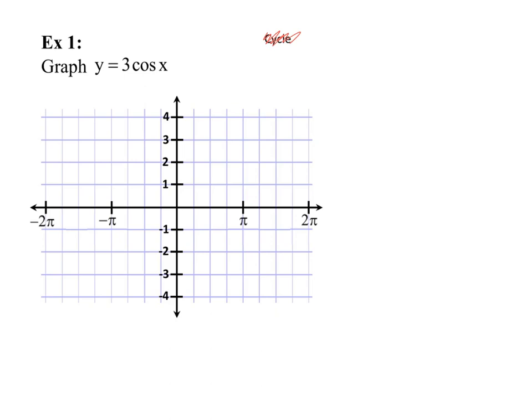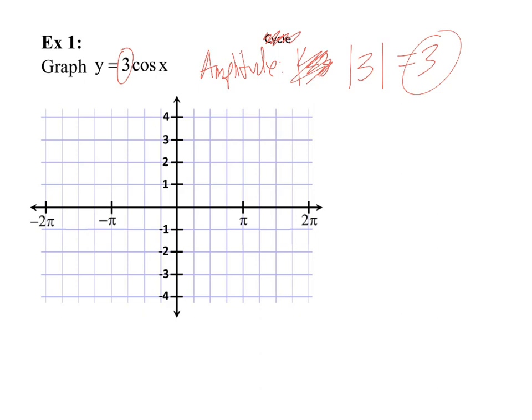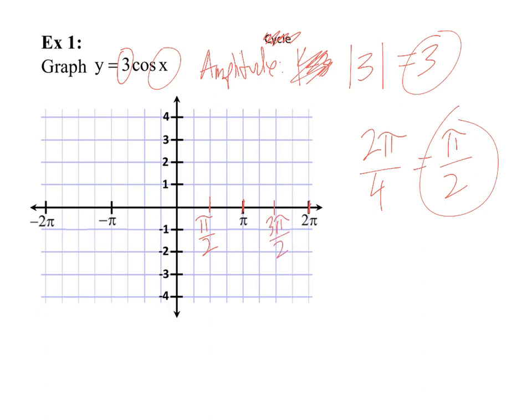Here I have 3 for my amplitude. The absolute value of 3 is 3, and that's the most important piece of information. Then we also have to divide the graph into 4 parts. So what's the normal period? Nothing's going on with the period here. The b value is 1. So I have 2 pi, I divide that by 4, and I get pi over 2. So I'm moving by increments of pi over 2. That's pi over 2, 2 pi over 2, 3 pi over 2, and 4 pi over 2.